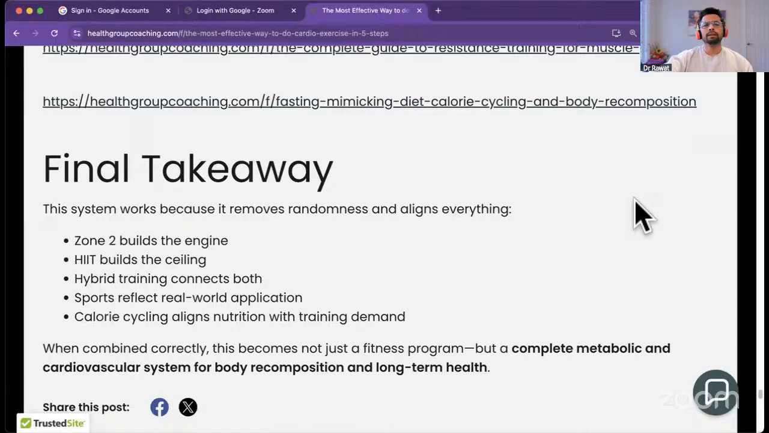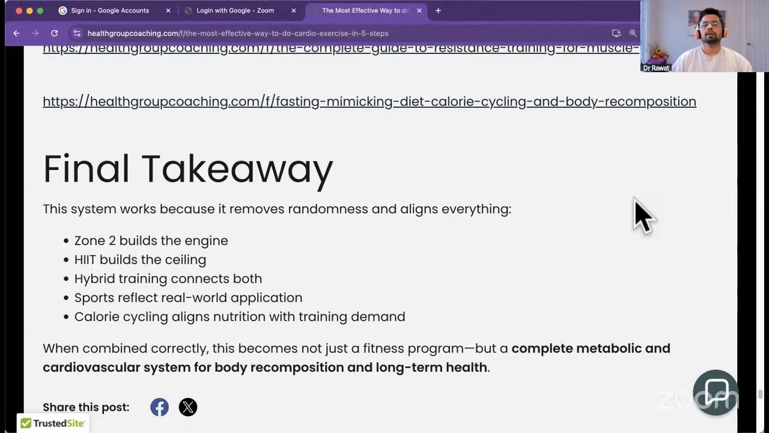So just a summary at the end. Zone 2 builds an engine, high intensity builds the ceiling of your capacity, hybrid training connects both. Sports are just as good for this kind of exercise. And with calorie cycling, you're aligning your nutrition with your training demand.